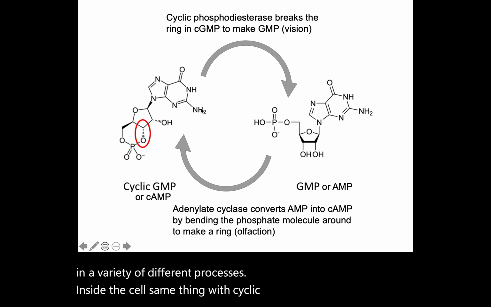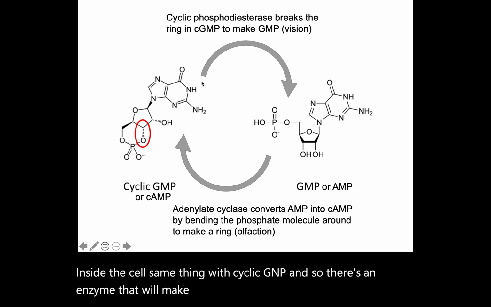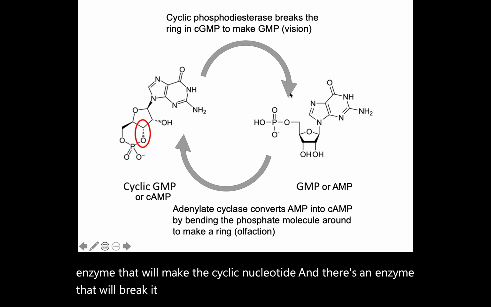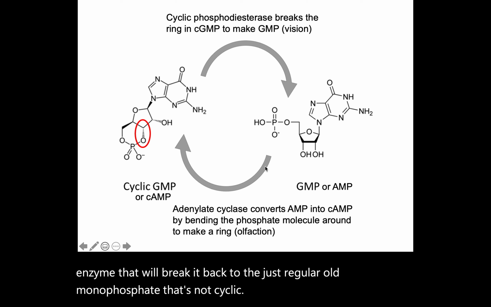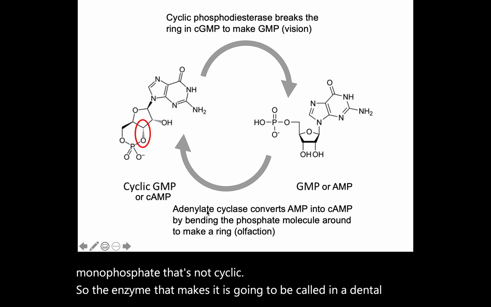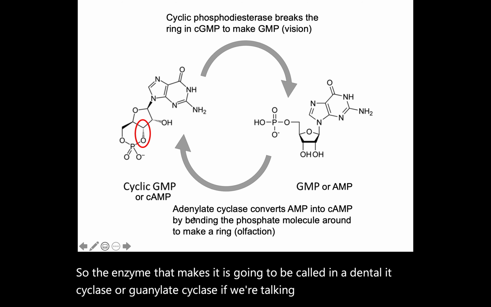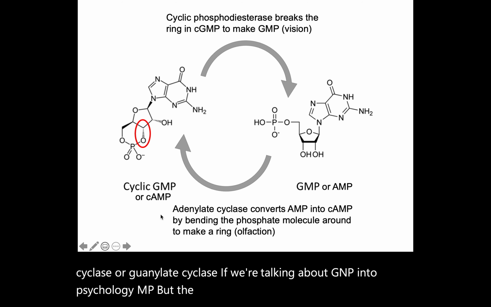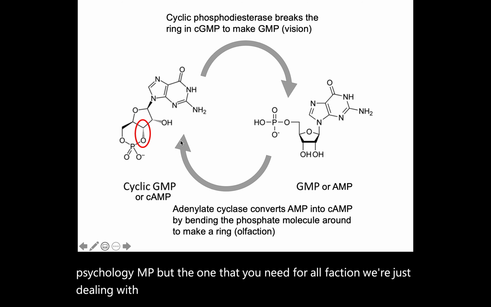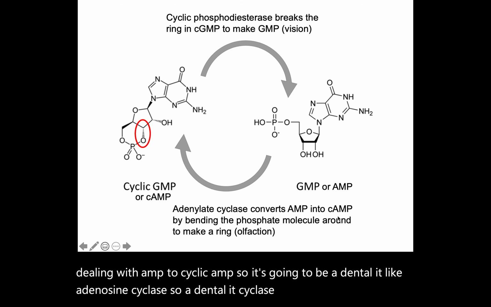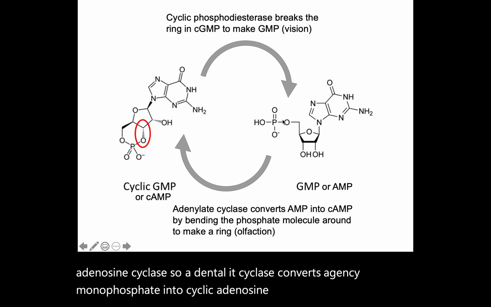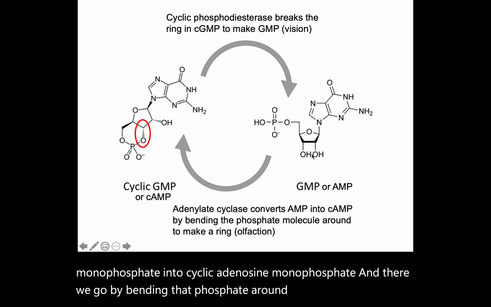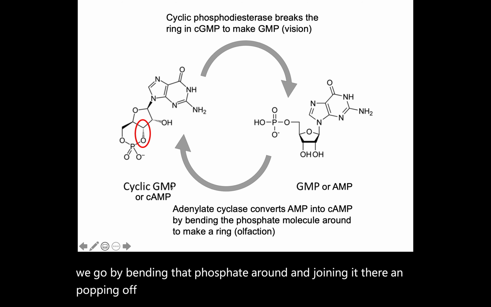Same thing with cyclic GMP. And so there's an enzyme that will make the cyclic nucleotide, and there's an enzyme that will break it back to the just regular old monophosphate that's not cyclic. So the enzyme that makes it is going to be called an adenylate cyclase or a guanylate cyclase if we're talking about GMP into cyclic GMP. But the one that you need for olfaction, we're just dealing with AMP to cyclic AMP, so it's going to be an adenylate, like adenosine cyclase. So adenylate cyclase converts adenosine monophosphate into cyclic adenosine monophosphate. And there we go, by bending that phosphate around and joining it there and popping off this OH and this H to make a water molecule.